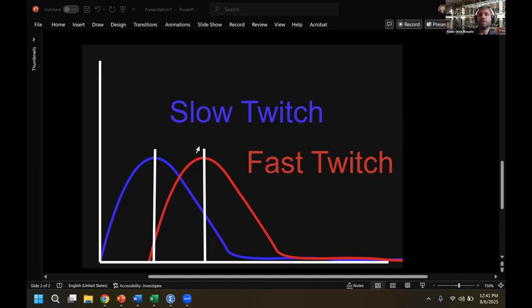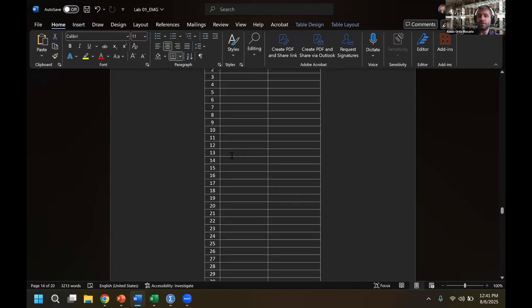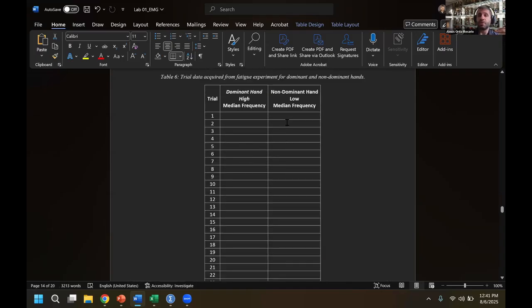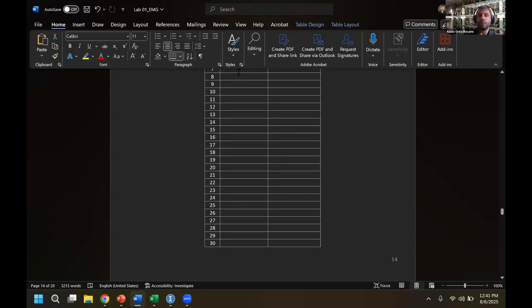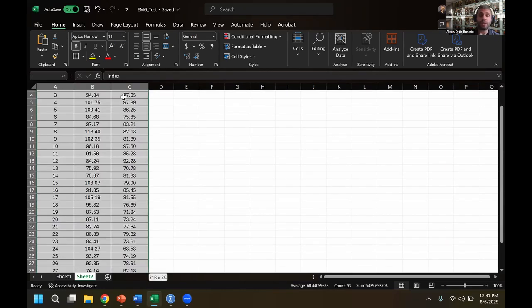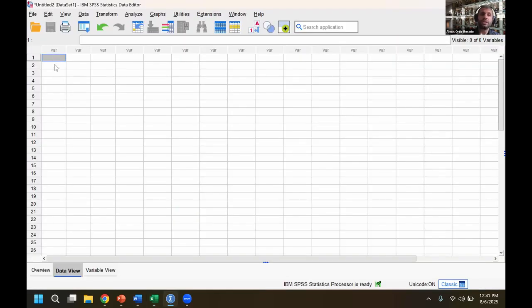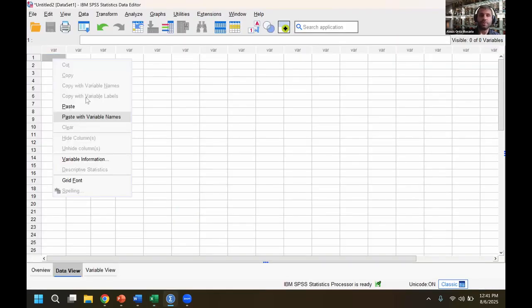Now for the post lab, you will have to complete this table. You'll have the dominant hand, high, medium frequency. You're going to have 30 samples. And for the non-dominant hand, low, medium frequency, you're going to have 30 samples. Once you fill that table, you can pass it into Excel. I love Excel, so that's what I use. So you can copy and paste, and then simply come here and again, paste with variables.